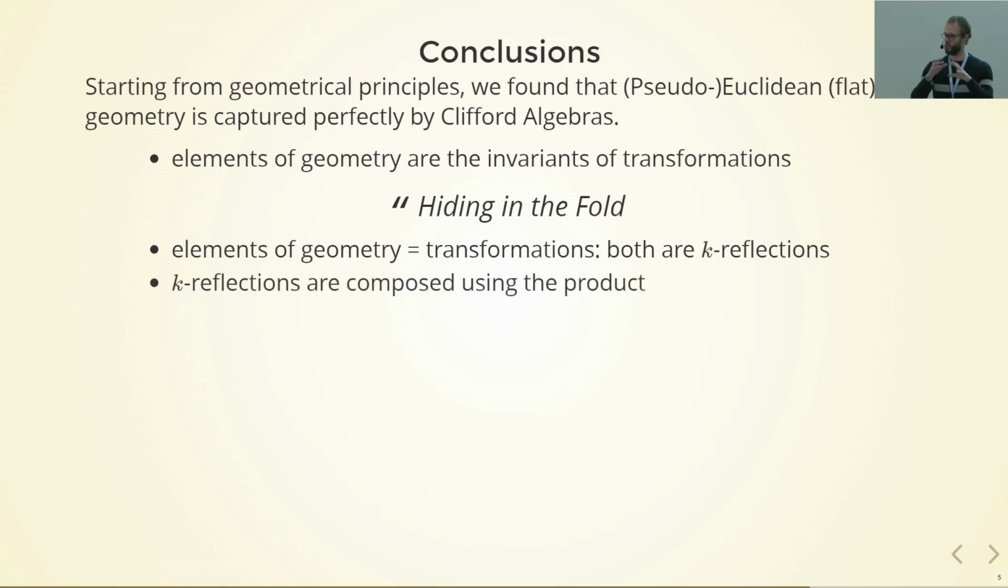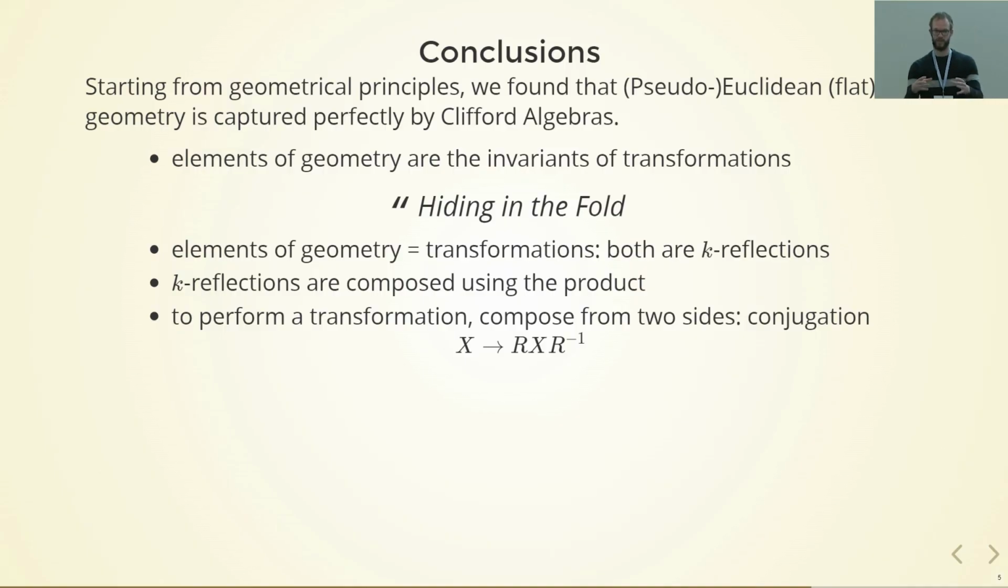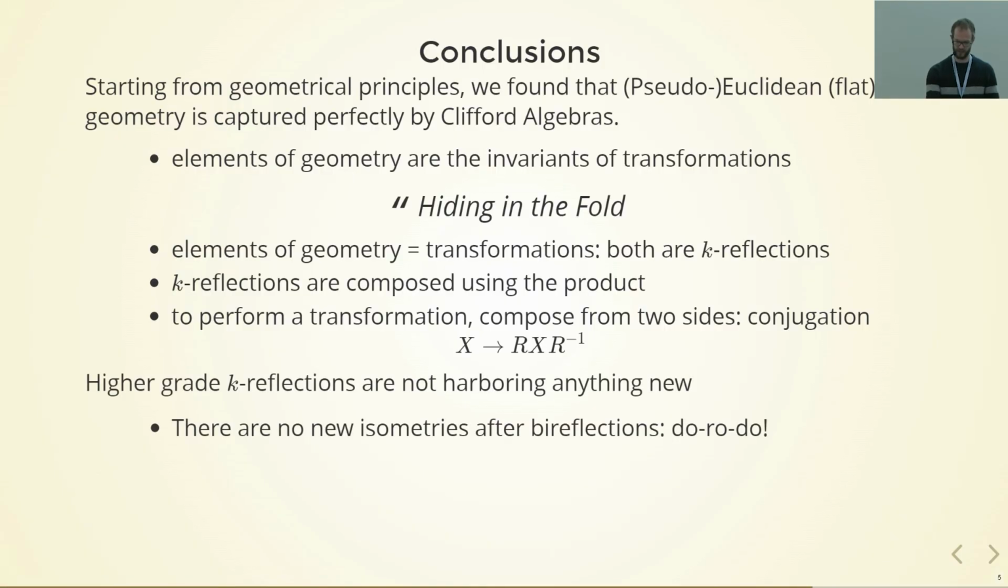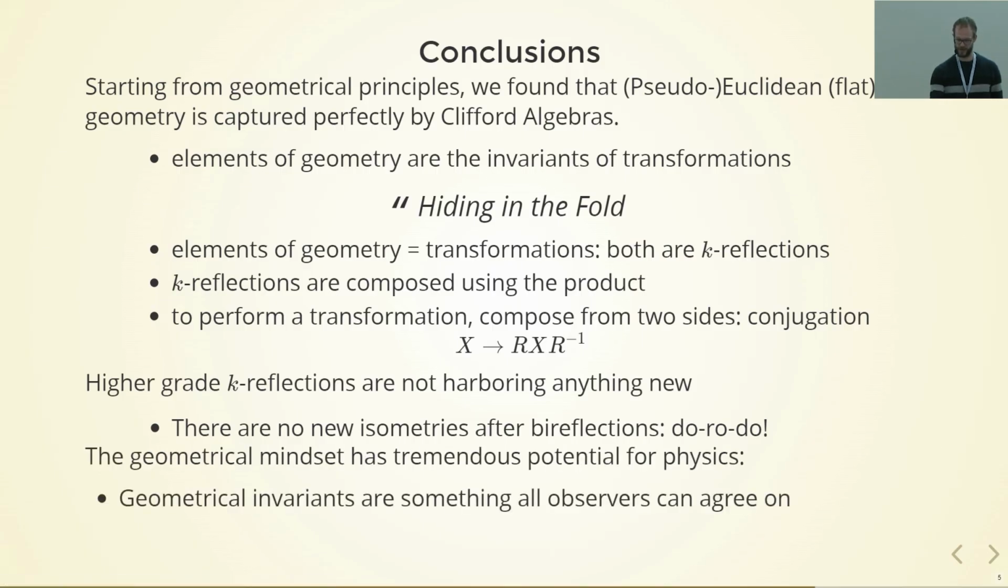And we can compose different k-reflections with the product, but we've also seen that to act with them, to actually perform a transformation, you use this two-sided product. So x goes to R x R inverse. So that's all just the composition of these k-reflections under the geometric gauges, with the geometric gauges taking care of the rest. And we've seen that the higher grade k-reflections do not give us anything new actually, right? So think do, re, do. There's nothing after re. So nothing after the bireflections.